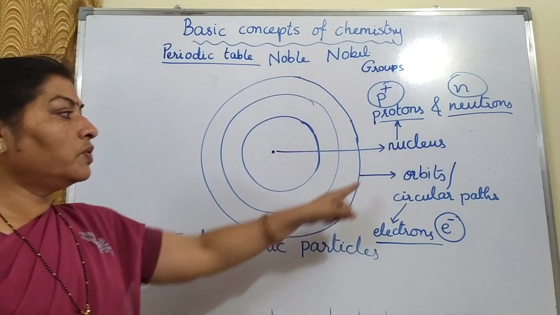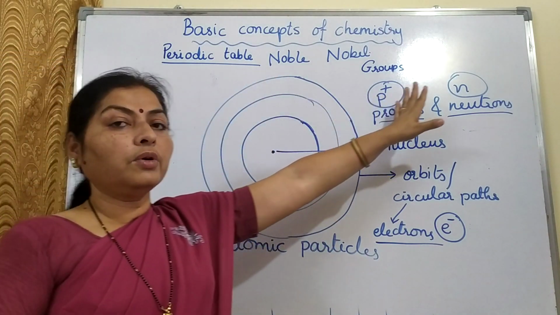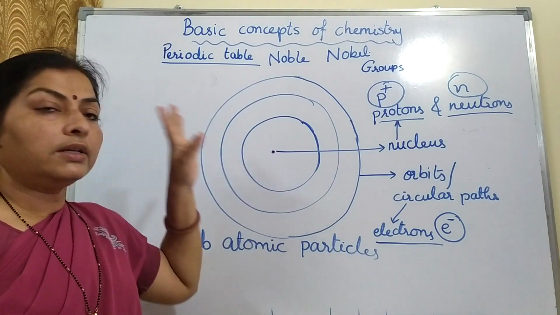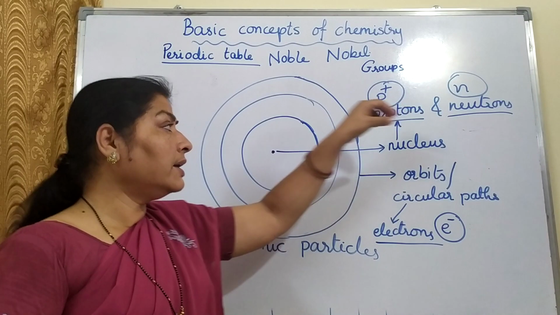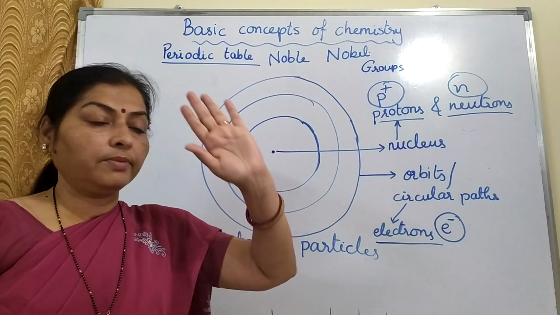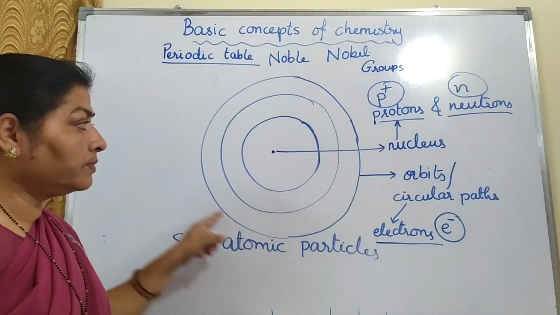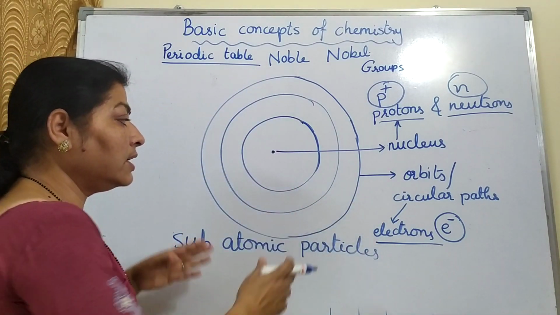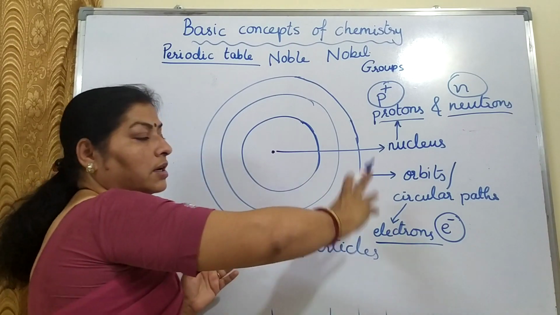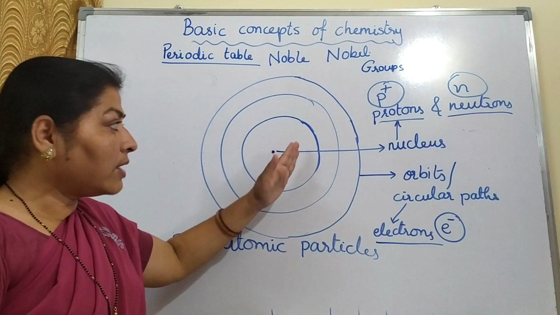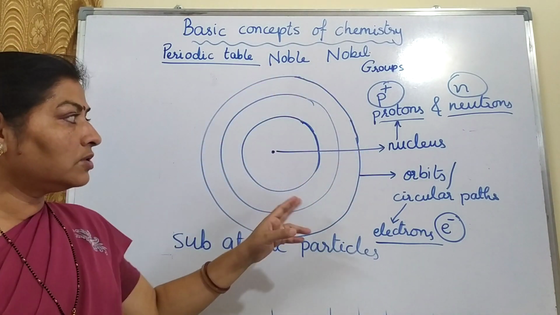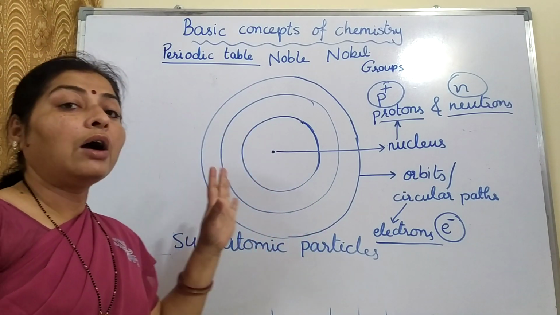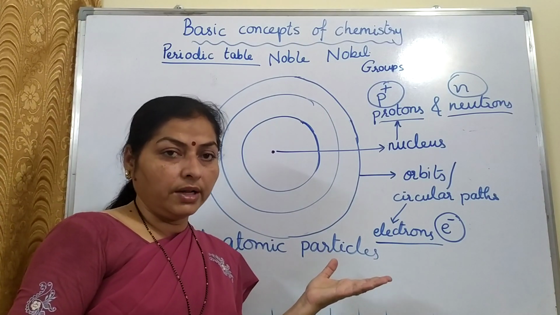Electrons are continuously moving in these circular paths. Protons and neutrons are held together inside the nucleus of the atom, so they can't easily leave the nucleus and go out of the atom. Electrons are moving in the circular path, so those electrons which are in the outermost circular path can leave. Now I have made here 3 circular paths, but it is not necessary that every atom will have 3 circular paths. It will depend on how many electrons the atom is holding.